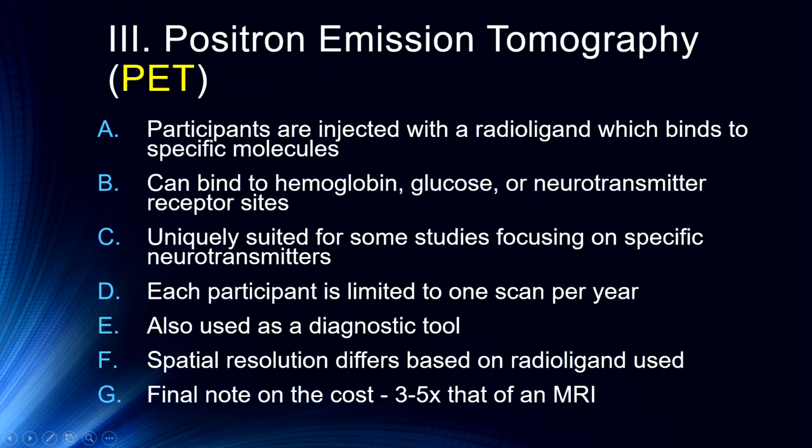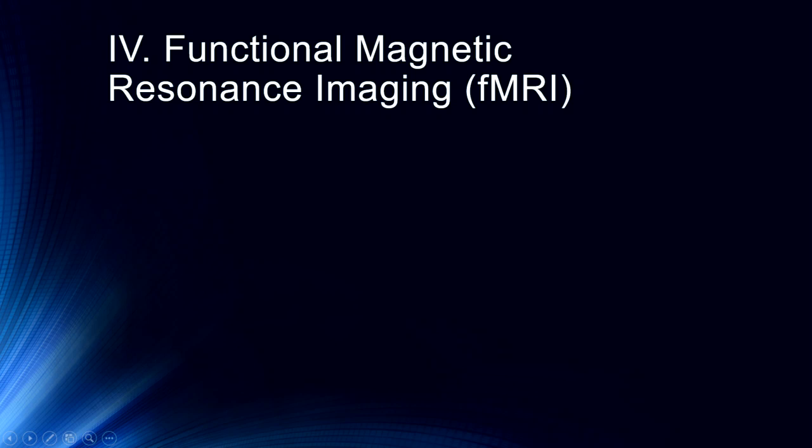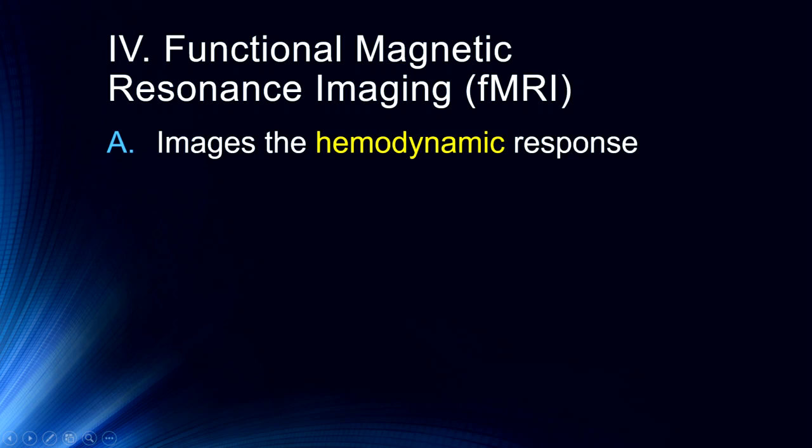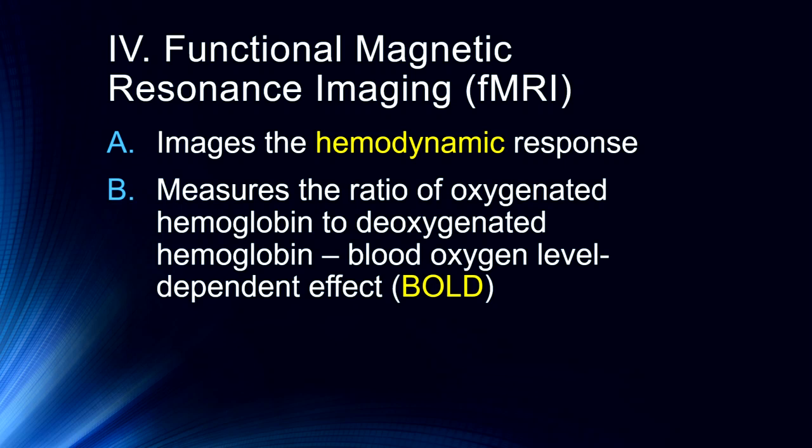So that gets us to functional magnetic resonance imaging, or fMRI. Don't ask me why the F is not capitalized. It's just how it is. In functional magnetic resonance imaging, we're imaging what's called the hemodynamic response. Essentially, we're examining the ratio of oxygenated hemoglobin to deoxygenated hemoglobin. And we call this the blood oxygen level dependent effect.